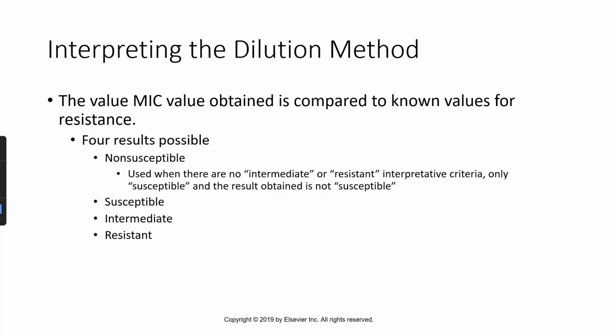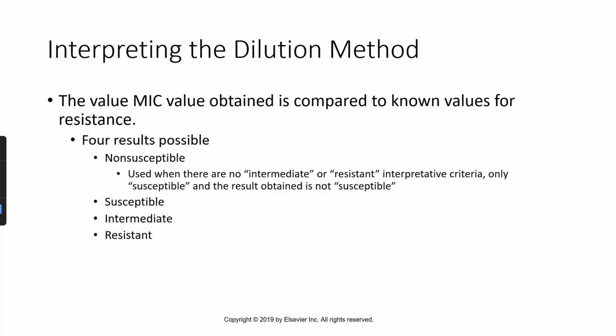The value of the MIC obtained is compared to known values for resistance. There are 4 possible results. Non-susceptible is used when there are no intermediate or resistant interpretive criteria. So if the Clinical Laboratory Standards Institute has not developed a breakpoint for what's considered intermediate and what's considered resistant, they don't exist. We can either be susceptible or non-susceptible.